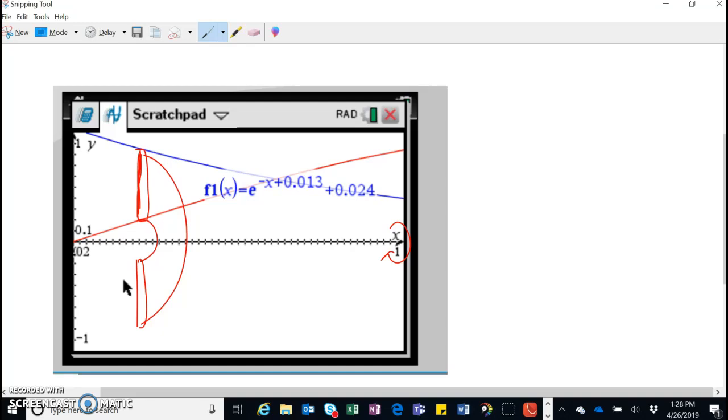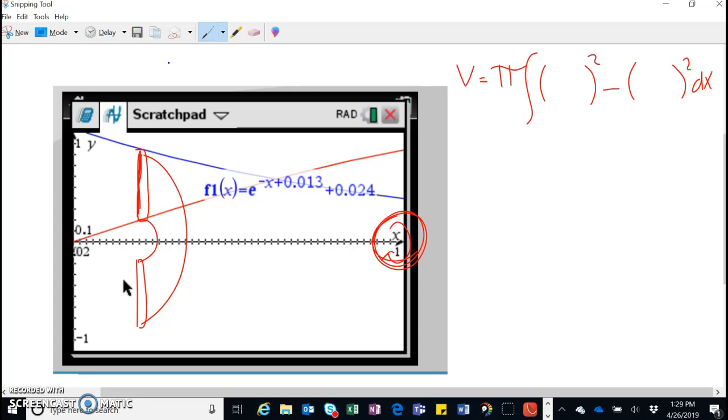So the first thing that I'm thinking now is that this is going to be a volume problem with a pi times some integral of my outer radius squared minus my inner radius squared with respect to x, because I was spinning around that x-axis. So if I can uncover what the outer radius is and what the inner radius is, I'll be able to go to my calculator and finish this thing up.